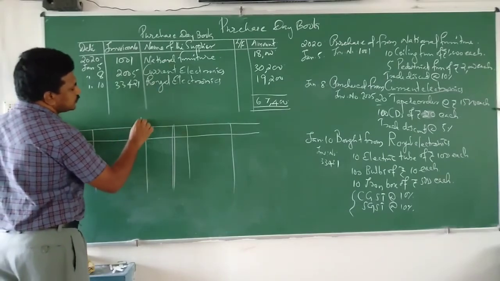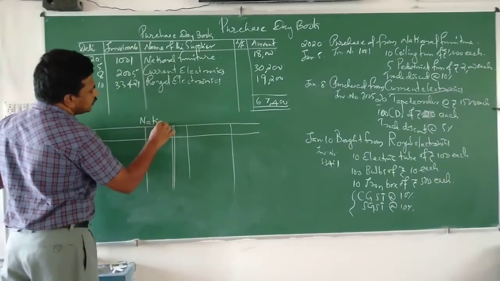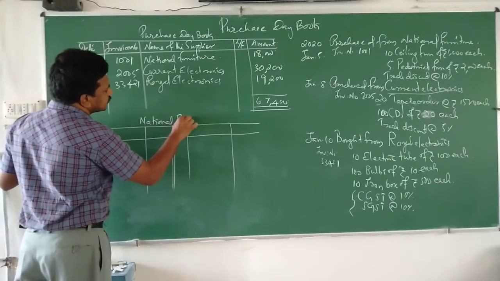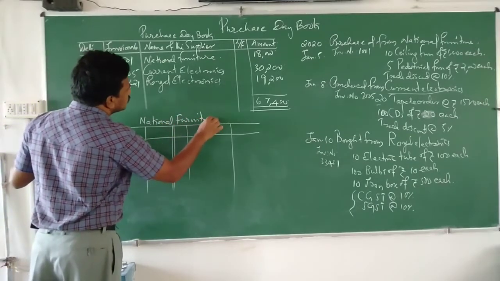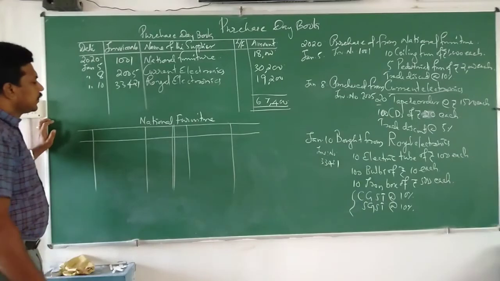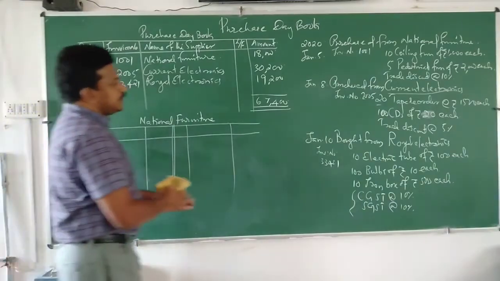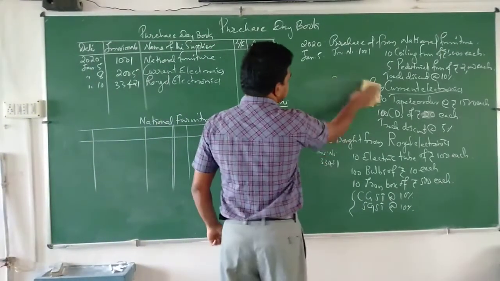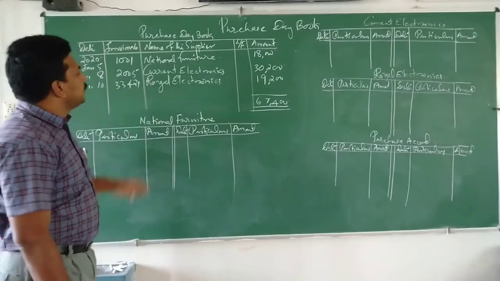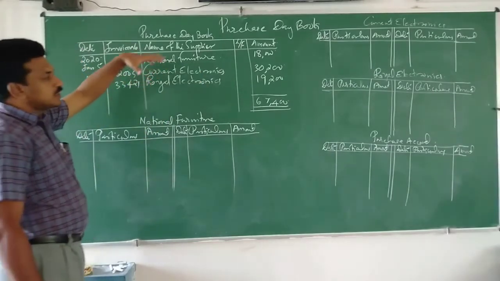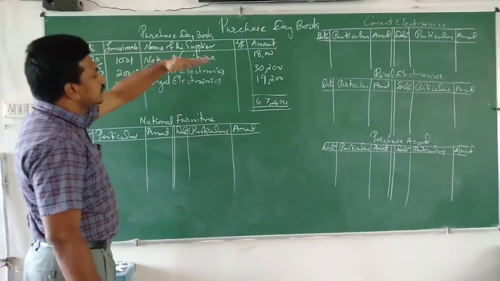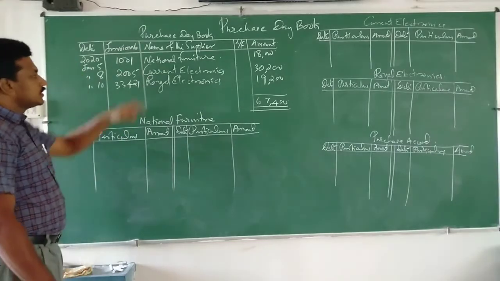First ledger account, national furniture. Then again, 2-3 accounts are there. So our accounts are ready. We are going to post the journal entries to the concerned ledger accounts.